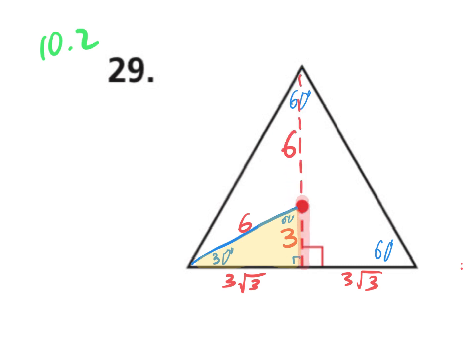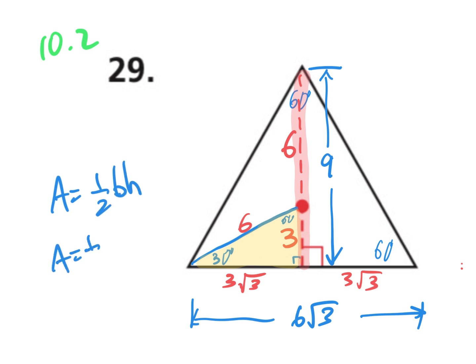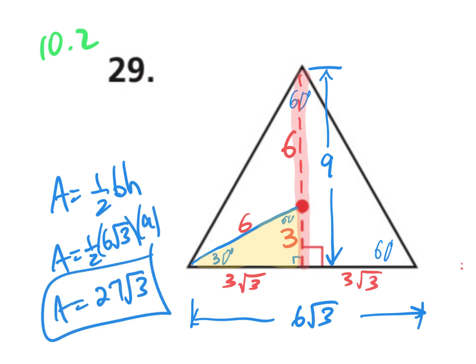So the height of this triangle is 3 plus 6. So the height of the triangle is 9, and the base of the triangle is 3 root 3 plus 3 root 3, which is 6 root 3. Therefore, the area of the overall triangle is 1/2 times base times height, which is 1/2 times 6 root 3 times 9, which is our final answer, 27 times the square root of 3.